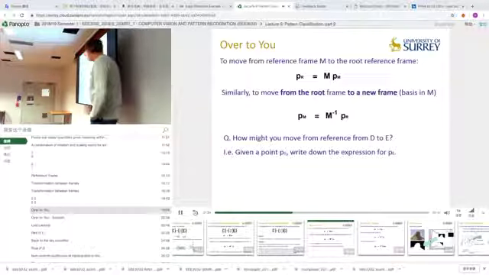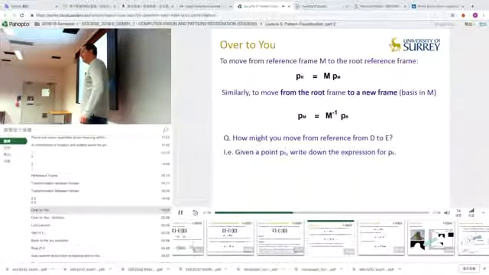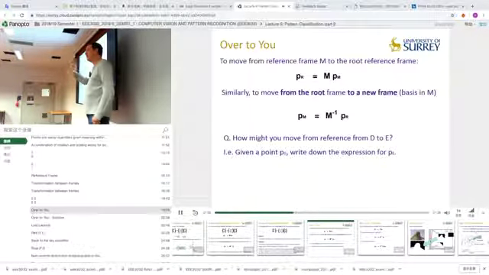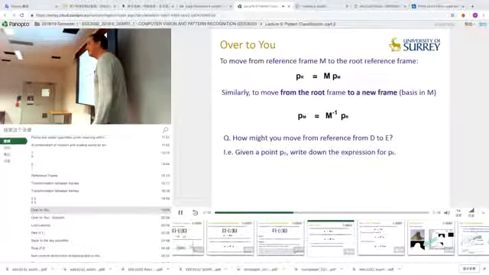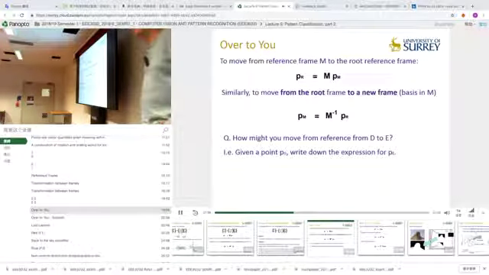Let me give you a hint while you're doing that. You want to think about how you can cast point PD into the root reference frame, and then how you convert from the root reference frame into the E reference frame.